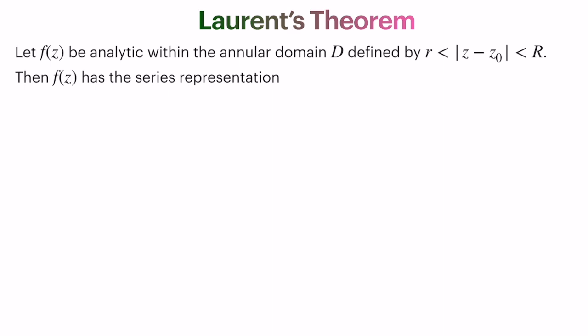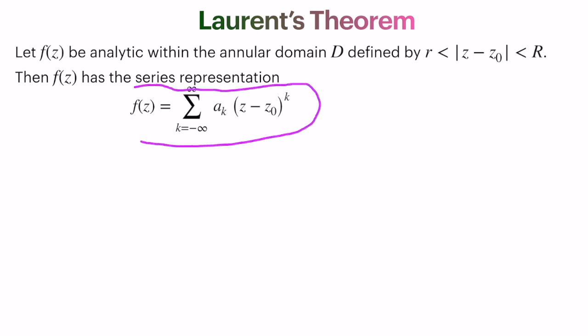Let f of z be an analytic function in an annular domain D defined by z minus z naught being greater than small r and less than capital R. Then f of z has a series representation given by f of z is equal to the sum over k going from minus infinity to plus infinity of a k times z minus z naught to the power k. Now you see the important difference between the Taylor series and the Laurent series is that in the case of Laurent series, k goes from minus infinity to plus infinity. In the case of Taylor series, k goes from 0 to infinity.